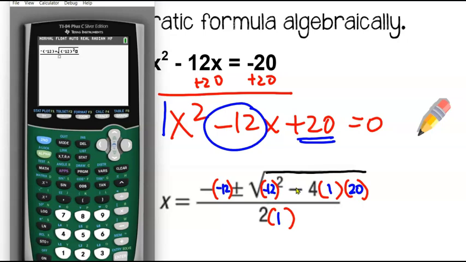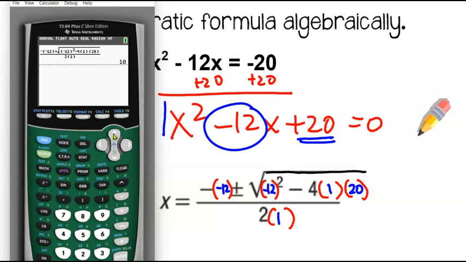Now this one here is a subtraction sign. Minus 4, parentheses 1, parentheses 20. In the denominator, I'm going to type 2 parentheses 1, or I could simplify it myself and just type 2. Now that I've typed everything correctly, I'm going to press enter. So my first answer is 10. Now I need to do that all over again, but instead of putting a plus sign here in front of the radical, I'm going to use a minus sign.